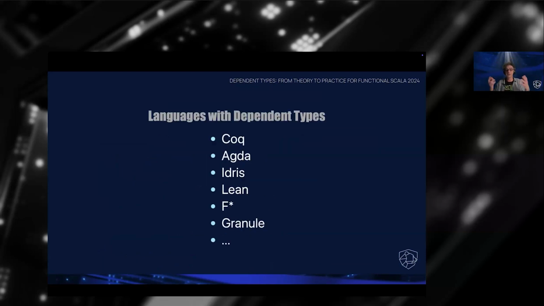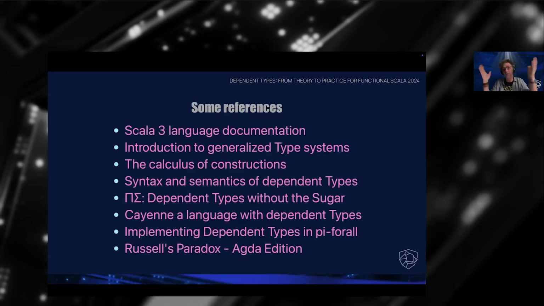So you have different languages with type systems, pure dependent types where both languages are merged. I don't put Scala 3 here because this is not the case. We have Coq, for example, for proofs. Agda also for proofs, with Idris, Lean, F star, and Granule, and so on. You have some references if you want to do a deep dive into type checkers and dependent types, because here I just scratched the surface.